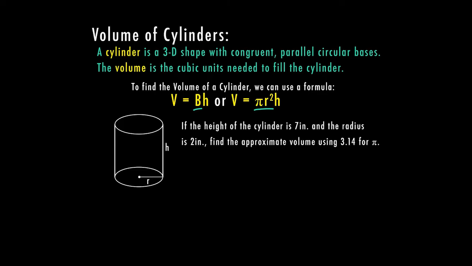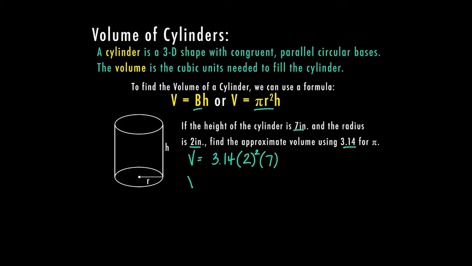So if the height of the cylinder is 7 inches and the radius is 2 inches, we want to find the approximate volume using 3.14 for pi. So we really just have to plug in our numbers to our formula and solve for the volume. So pi, it tells me to use 3.14, and then times my radius, and my radius in this case is 2 inches, so 2 squared, times my height, which is 7 inches.